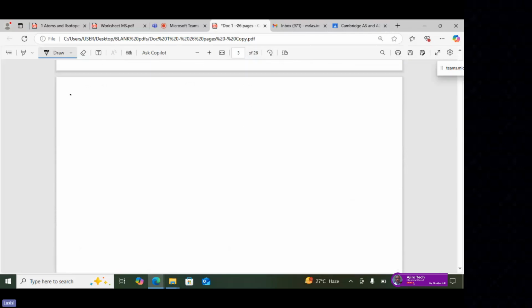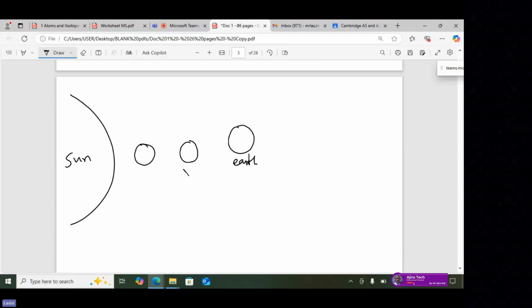This is our sun. This is Mercury, Venus, Earth. This is our planet. This is Venus. This is Mercury. Which of the planets is shielding the Earth from the sun? Mercury and Venus. Thank you.